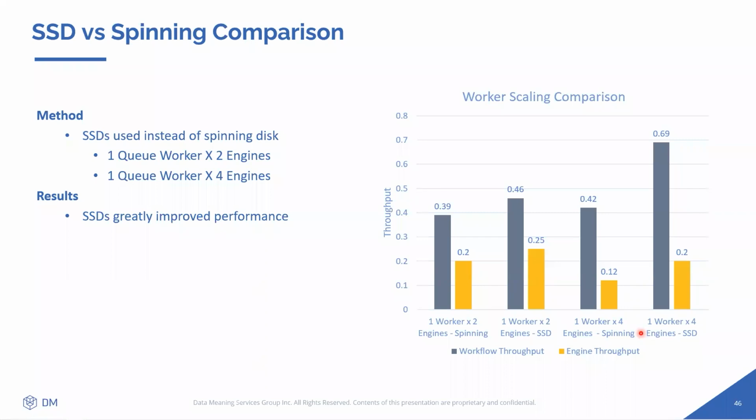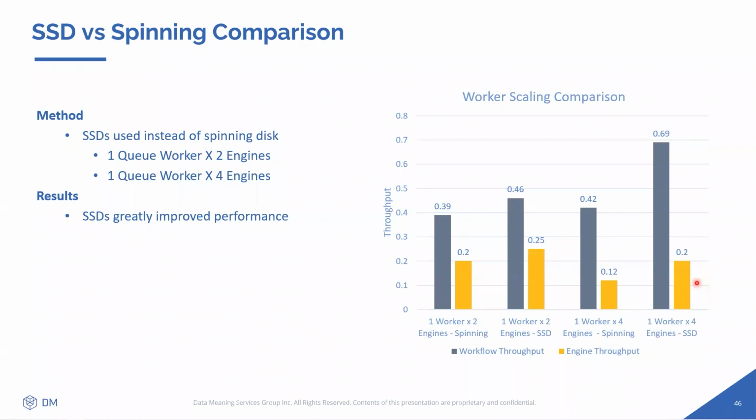So the idea there is that it's always related to your own environment. You always need to test it. Of course, we have that best practice that says that 2 engines per worker is ideal. But as you can see here, for the workflows that we used for this testing, it's actually better for you to have 4 engines. So that's one thing that you always need to keep in mind.